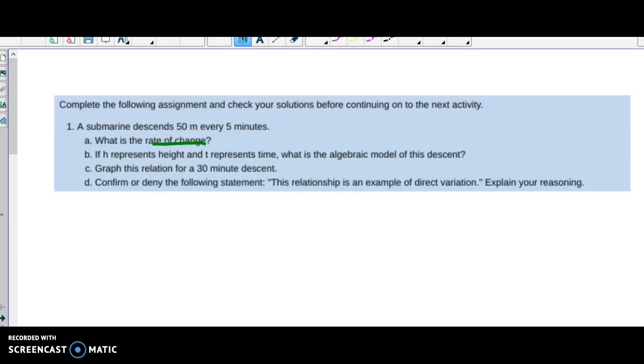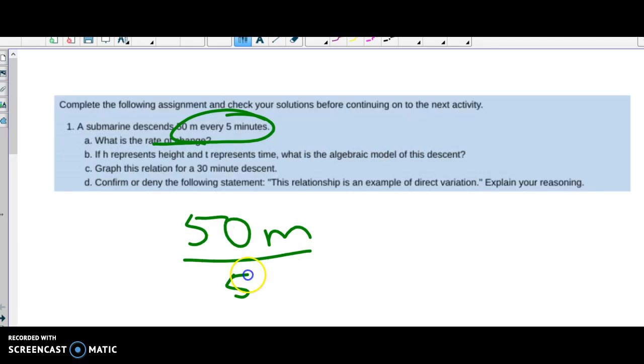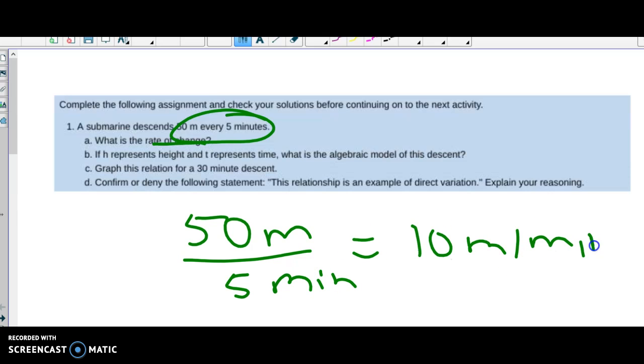Rate of change. So what you want to do is look at these two numbers here and notice that it's 50 meters every 5 minutes. So there's your rate of change. In lowest terms, that'll be 10 meters per minute, and I think that's fine as far as units go. Meters and minutes are great.